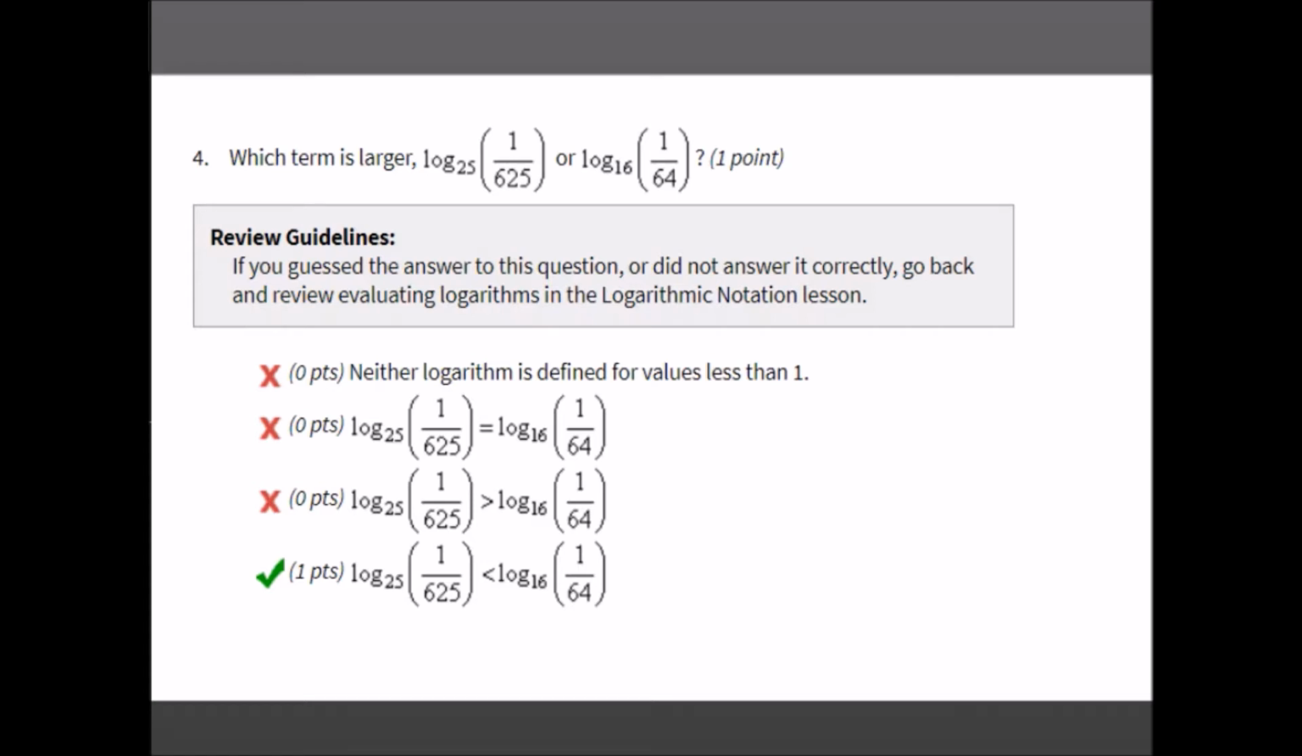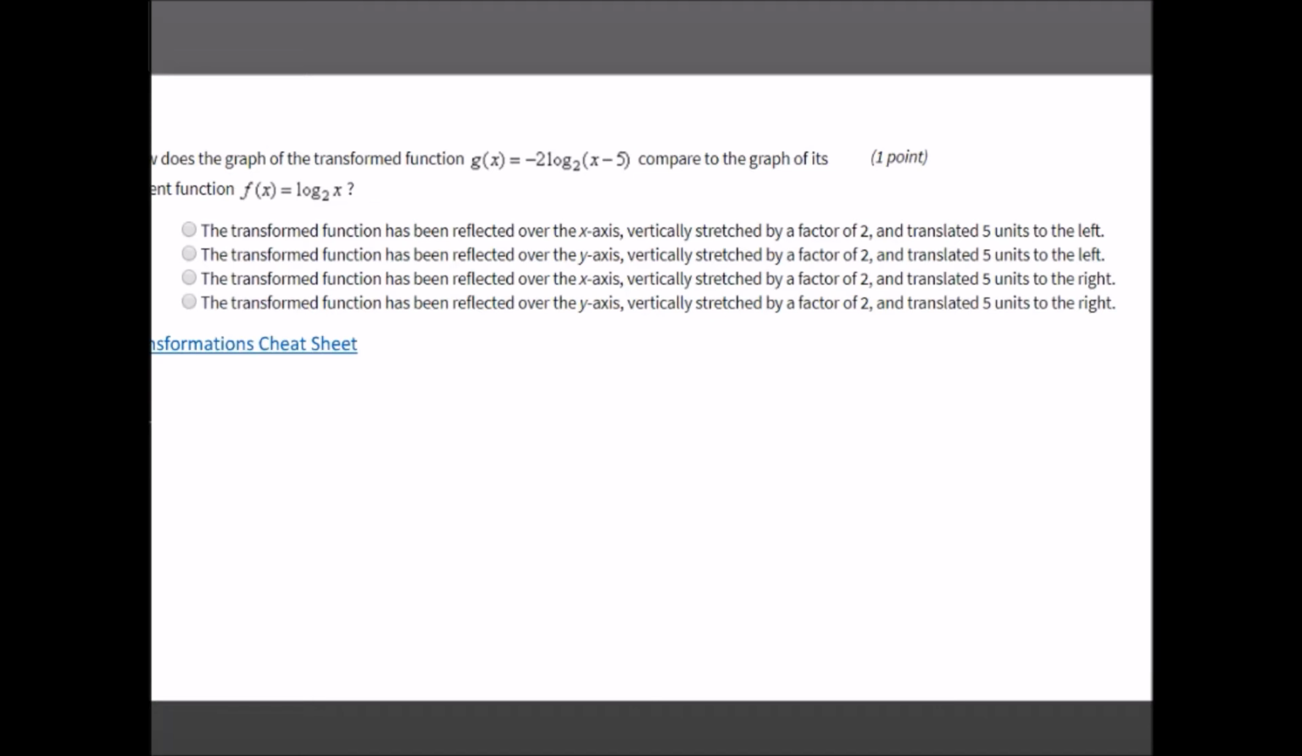All right, next one. Number 5. Another transformations question, and it wants us to compare the graph and find that transformation. So pulling open that transformations cheat sheet again that I had you open earlier, we are going to be in the line of we want the f of x minus c, because that's what we have going on here. So we want the f of x minus c because of the x minus 5.